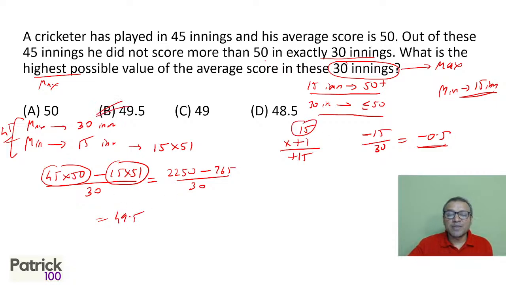When 15 innings is plus 1, that means he must have scored 51 in every inning. So plus 15. So in the remaining 30 innings it will be minus 15. Okay, minus 15 upon 30 will give you minus 0.5. That will be the answer.